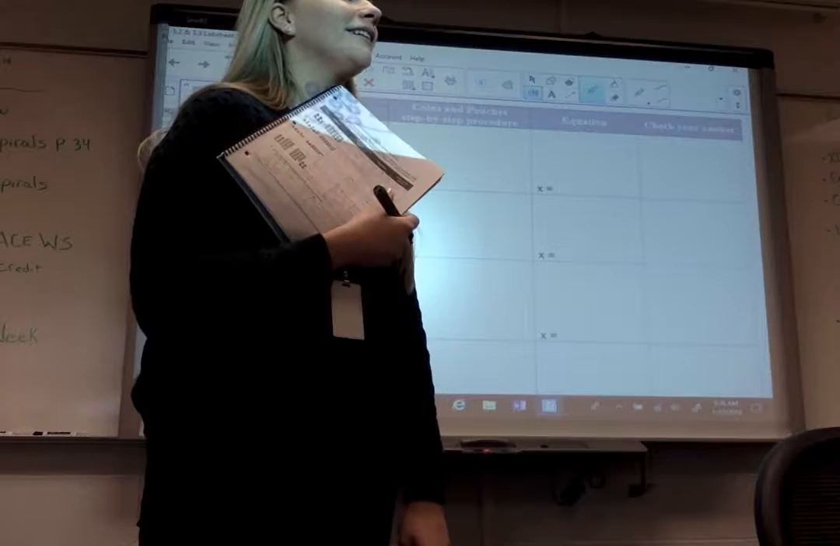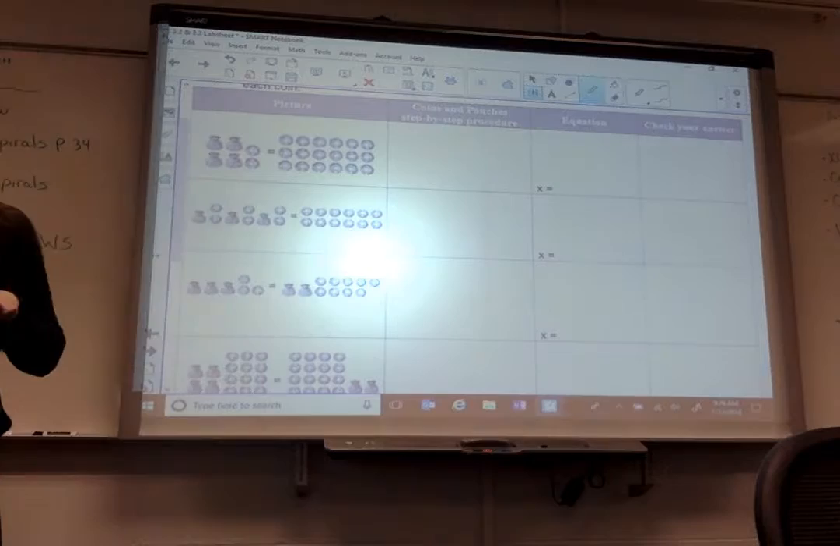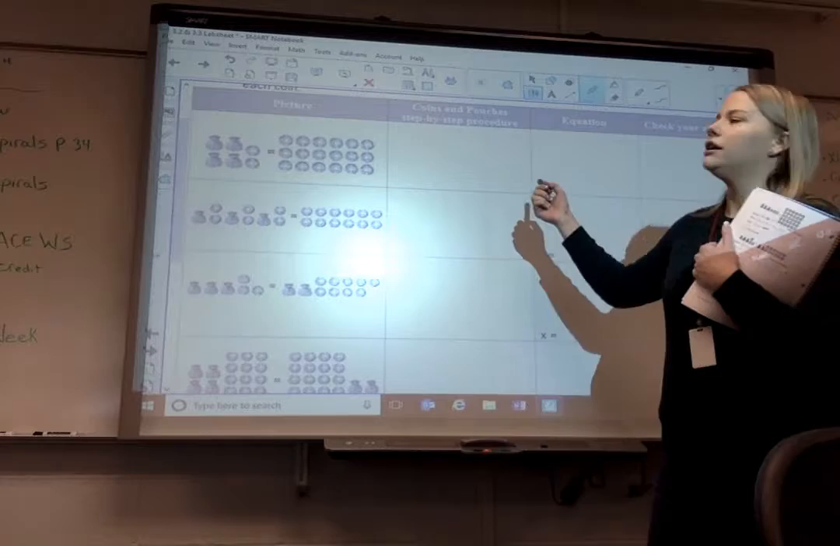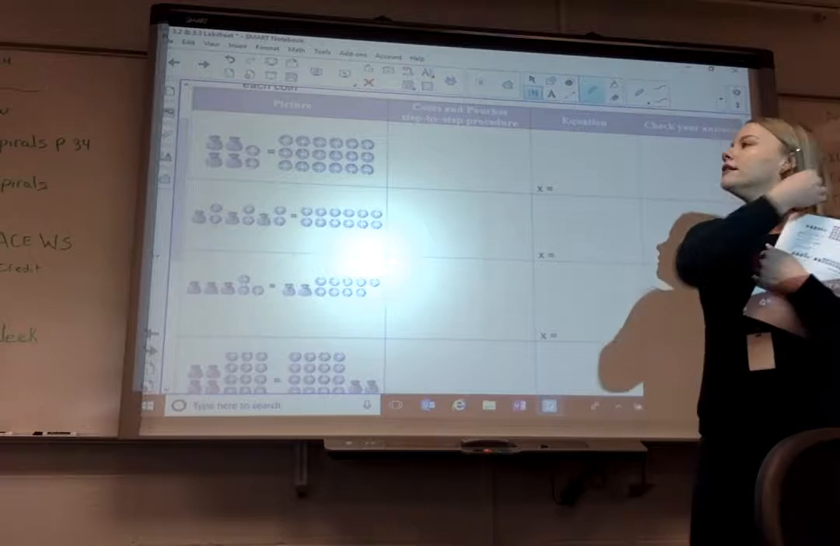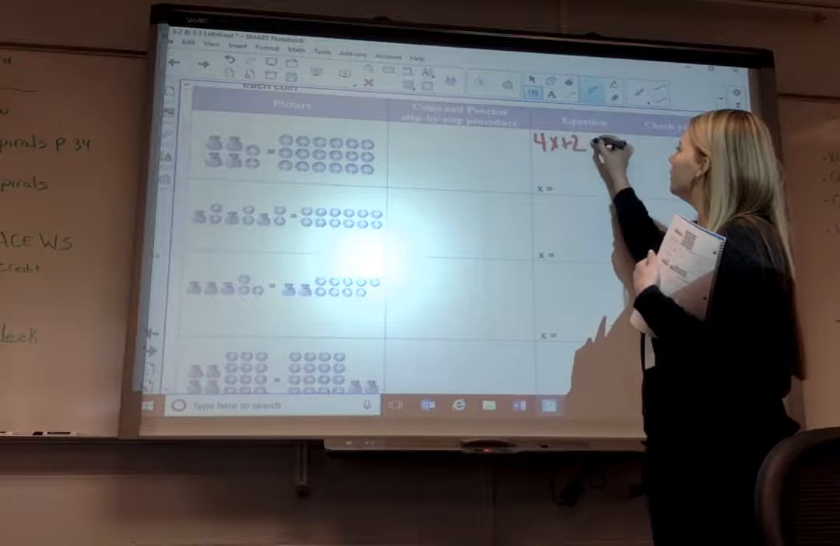All right, so today we're going to be transitioning from pictures to just doing the equation. Would someone help me set up the equation for picture number one? Yes, go ahead. 4x + 2 = 16. All right, do we agree? Almost, it's actually 18.